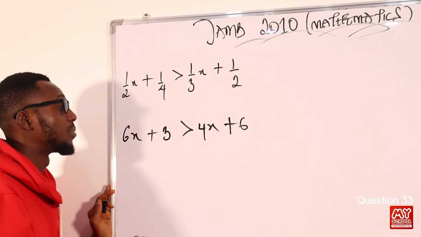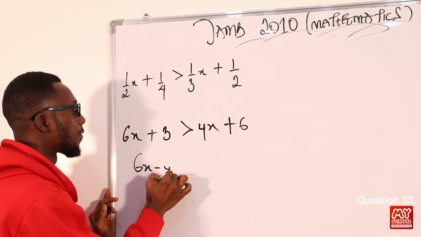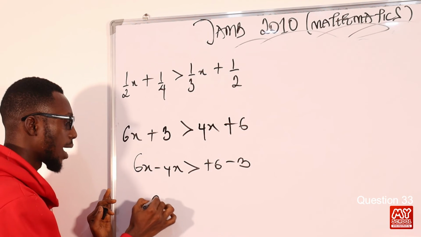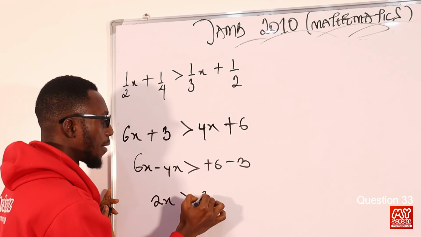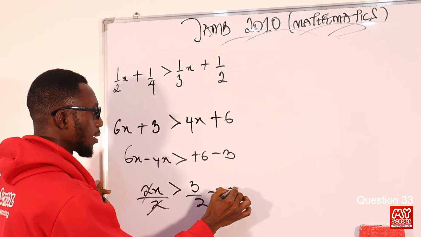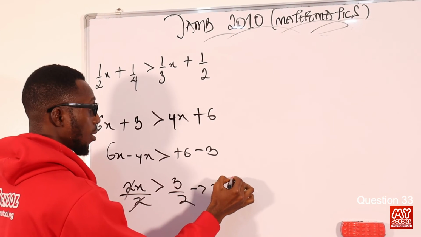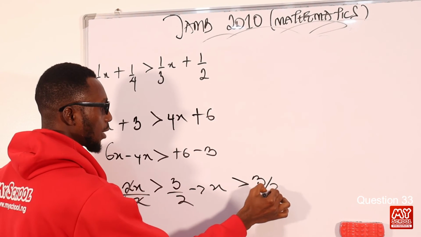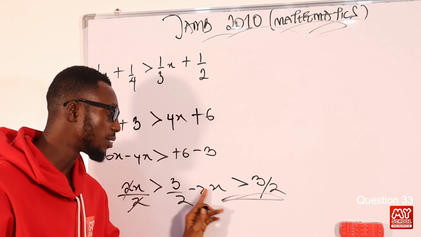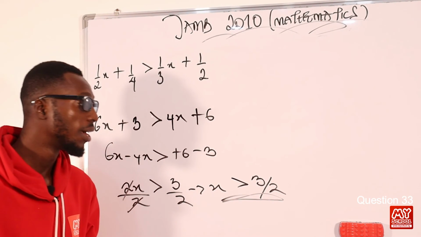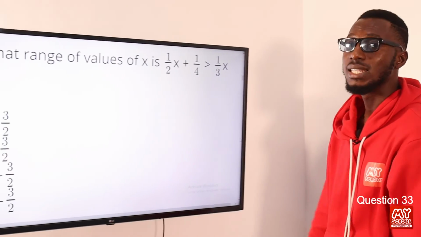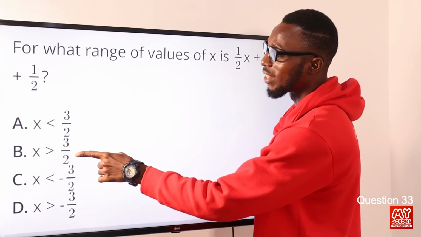So we can collect like terms right here. I have 6x minus 4x, then we have 6 minus 3. So I have 2x, then I have 3. So dividing both sides by 2, I should have x is greater than 3 over 2. The sign is not going to change because there is no movement of negativity from x. So let's look for 3 over 2. x is greater than 3 over 2. We can find that in option B. So option B is the correct option.